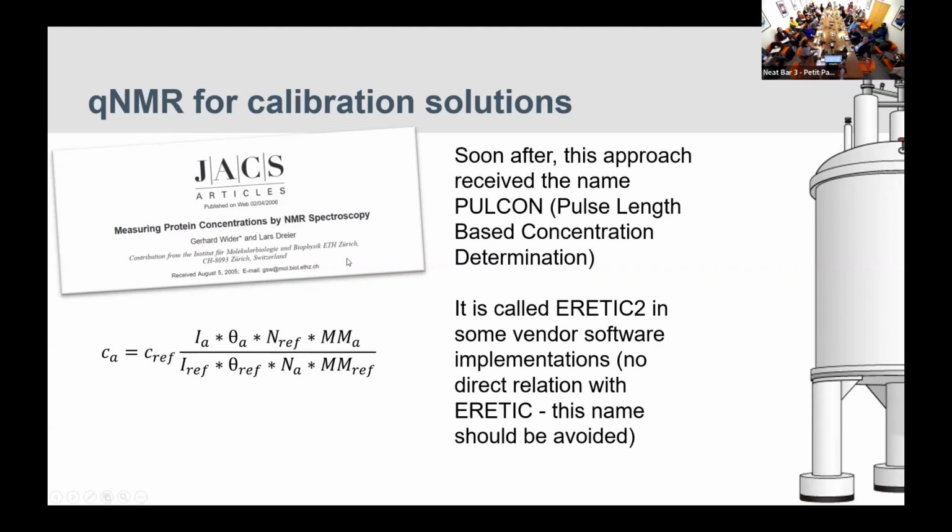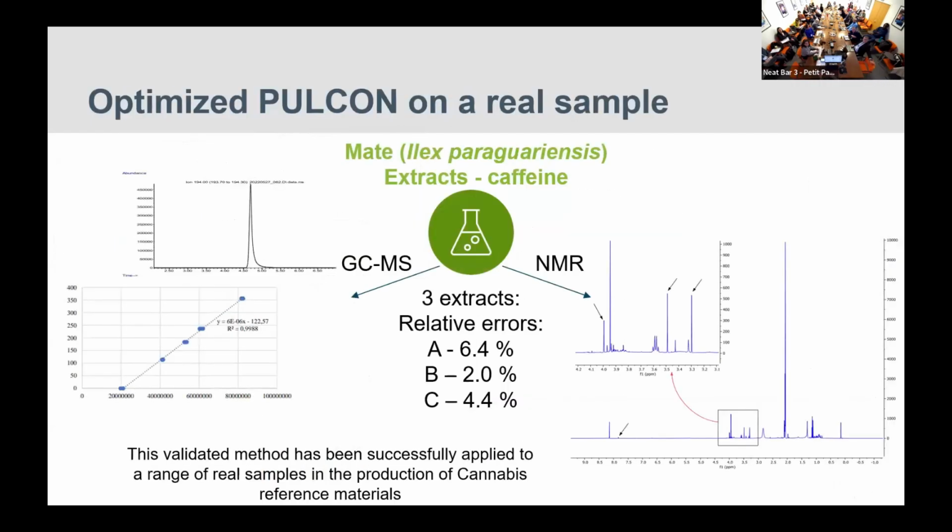But the whole principle of PULCON is just using an external standard, but then correcting for pulse lengths. It's pretty simple to do mathematically, but it's pretty effective. And as I said, we've been doing this for exactly 20 years now, since 2005, and we've been doing it successfully.